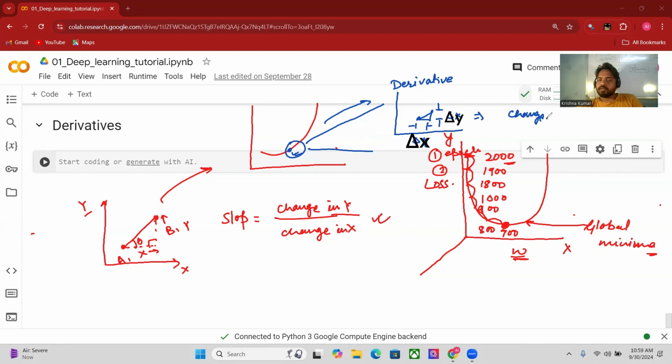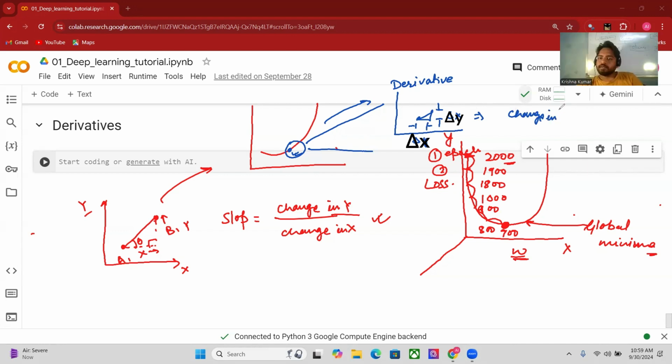So the slope of this point would be change in delta y upon change in delta x. This is the slope of this point. Now, using a further formula which is already there, we can calculate the derivative. I'm not going in depth on how to calculate it, but after magnifying the curved line, you can find the derivative of each point. So this is all about how derivative works.